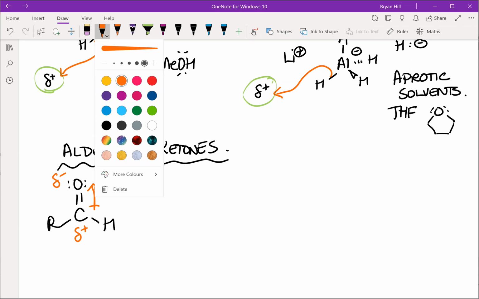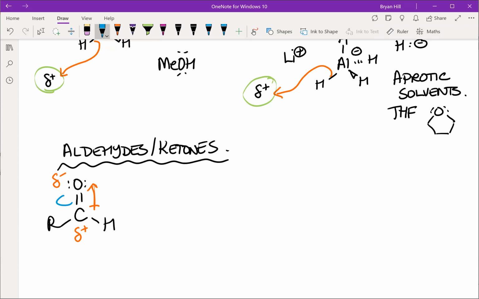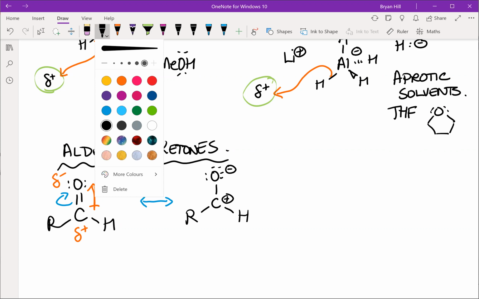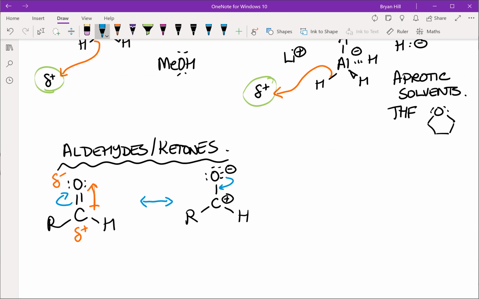If we wanted to draw a resonance structure of this, we could say there's a pi bond between atoms of different electronegativity. So we should be able to draw a resonance structure that looks like this. And in both of these cases, we've got either a carbon with a formal charge of plus or a carbon with the delta plus. So the carbon of the carbonyl is the electrophilic carbon.